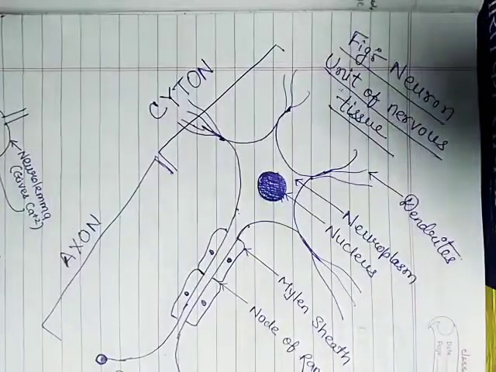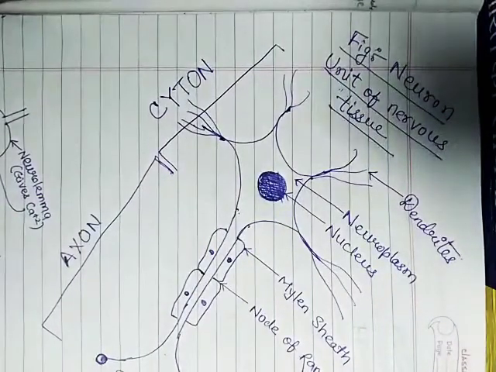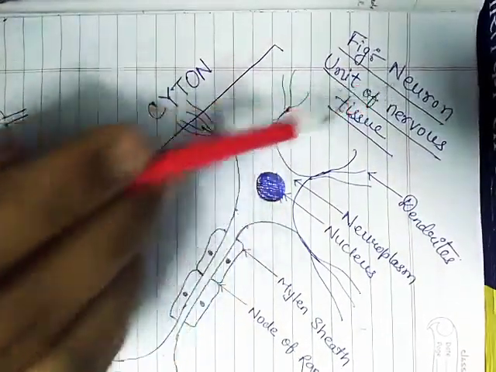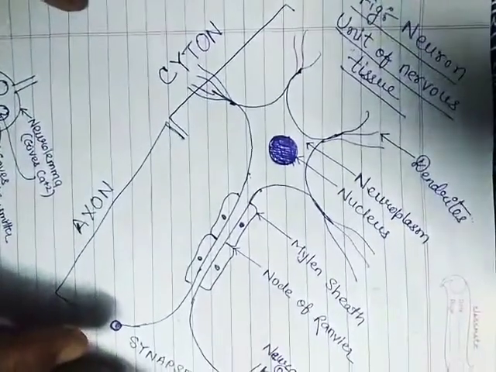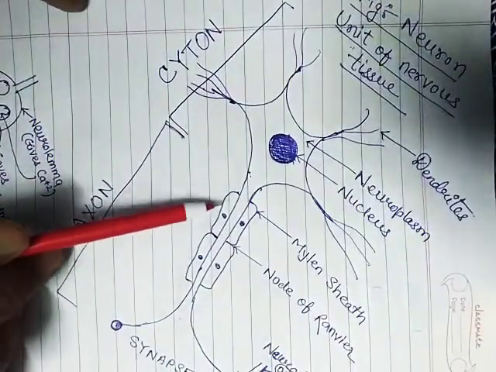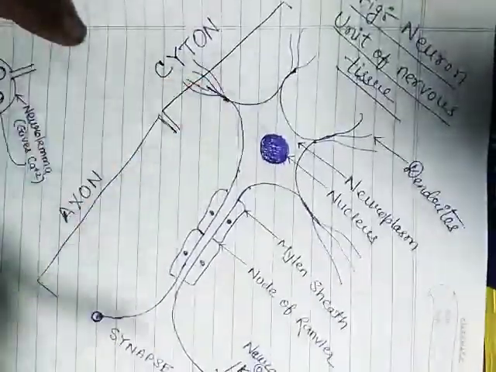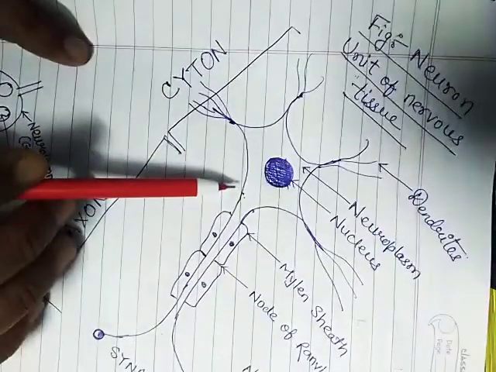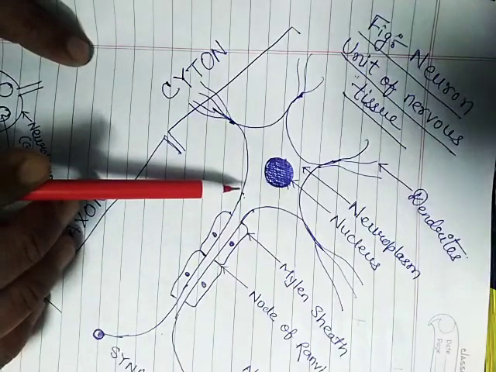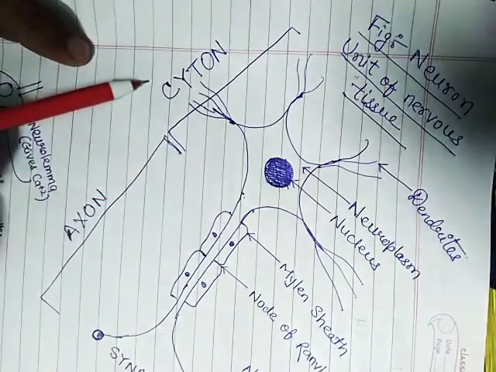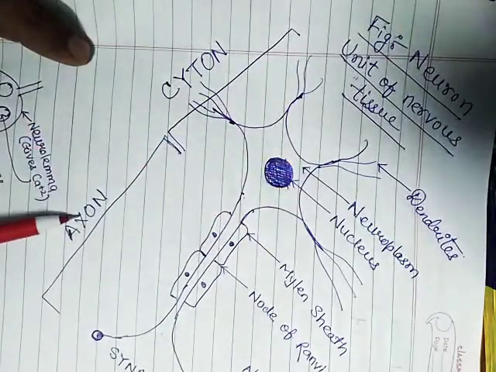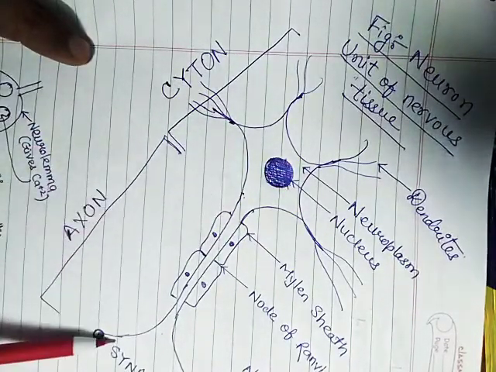In the last video, we went through the unit of the nervous system, that was the neuron. In this video, we will understand the structure and function of the neuron. This is a diagram of a neuron. It's a star and rod shape. The neuron is divided basically into two parts. The first is the cyton, which is star shaped, and the second is the axon, which is rod shaped.